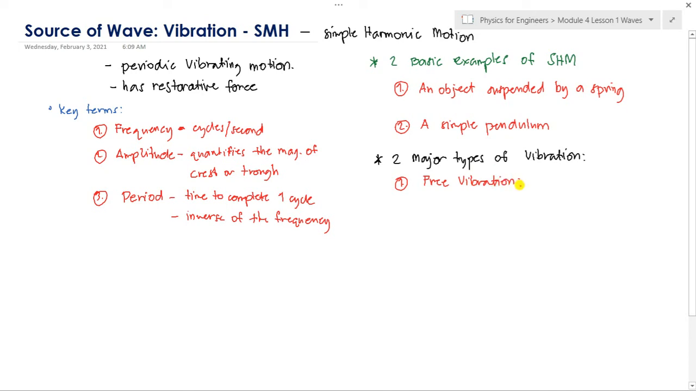Ma-manifest na itong free vibration if, let's say, a basic SHM setup: an object suspended by a spring. So when we say free vibration, if naay initial disturbance, let's say atong gipull ang object, so what happens is magsige siya og vibrate. So mag-go upward siya, mag-go downward due to the spring. So it will keep on going unless kung naay air.